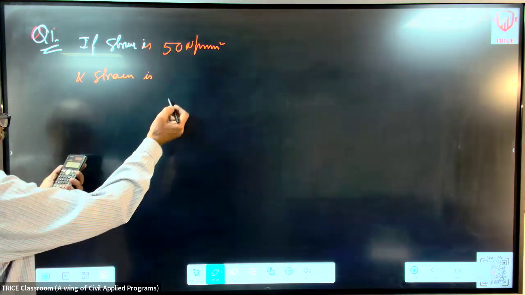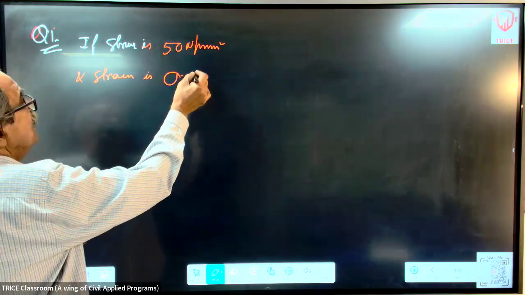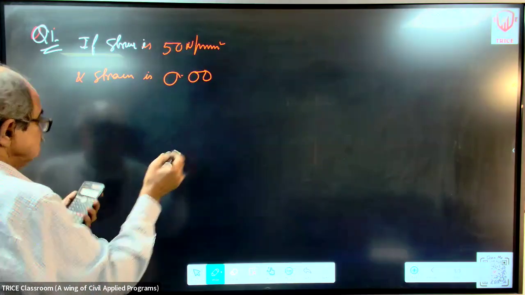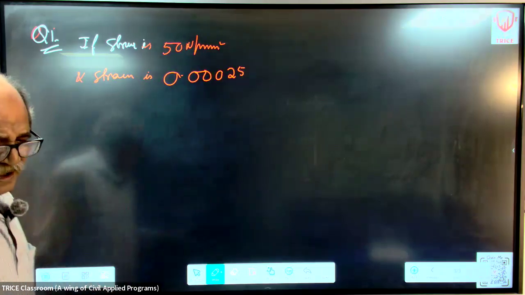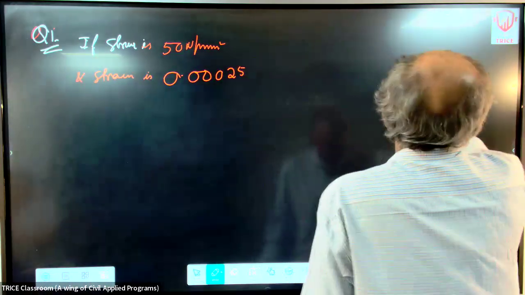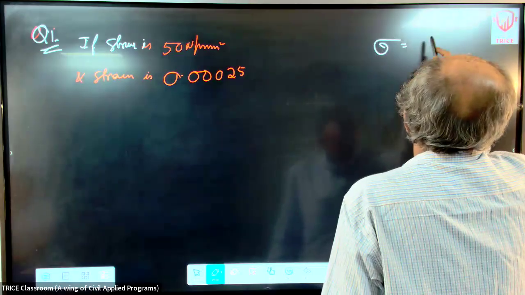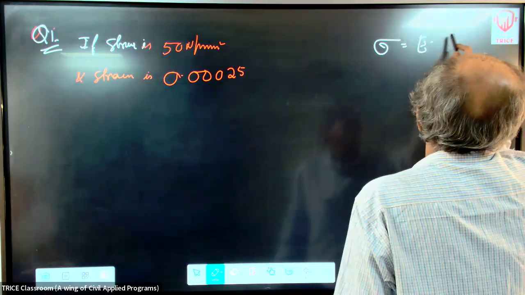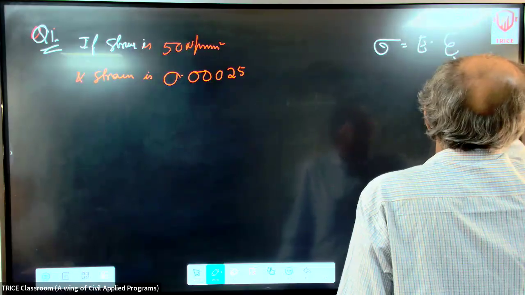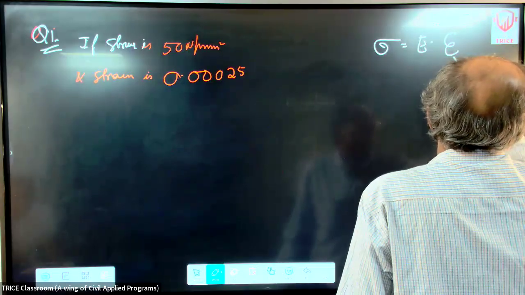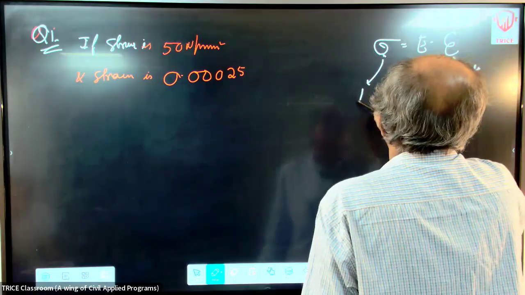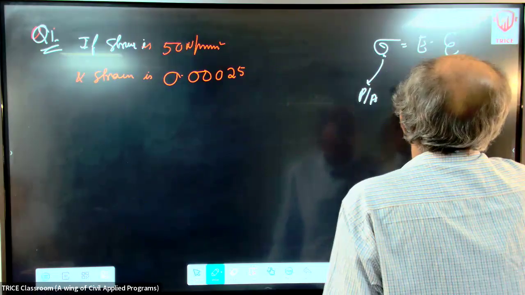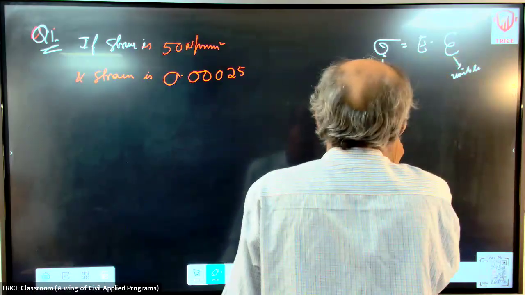Strain is 0.0025. Remember one thing: stress is Young's modulus into strain. Strain is unitless, and stress is P by A. So what will the stress unit be?